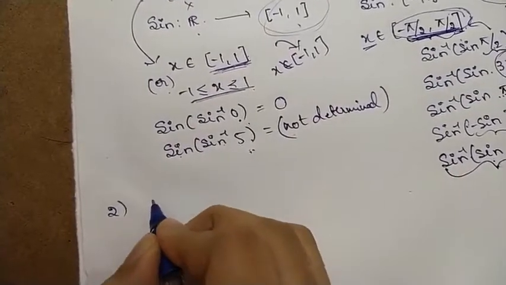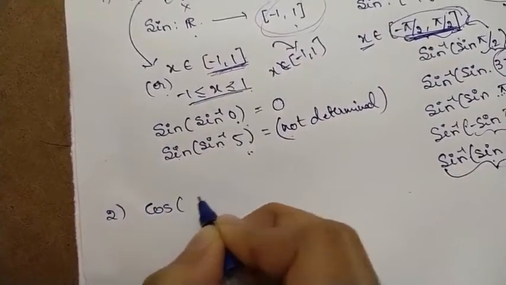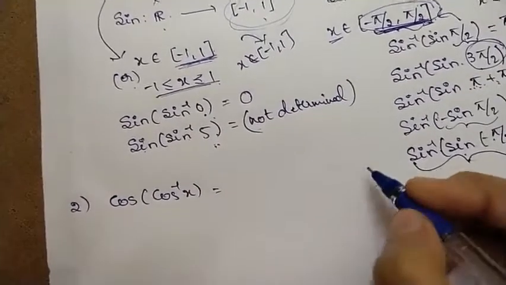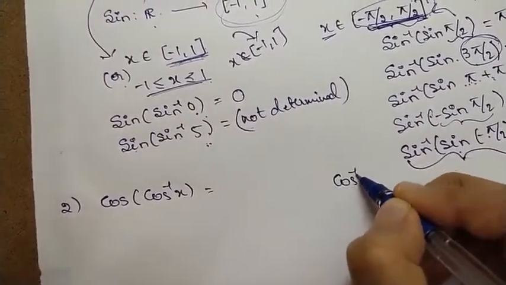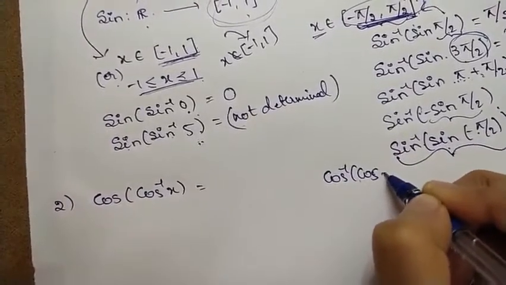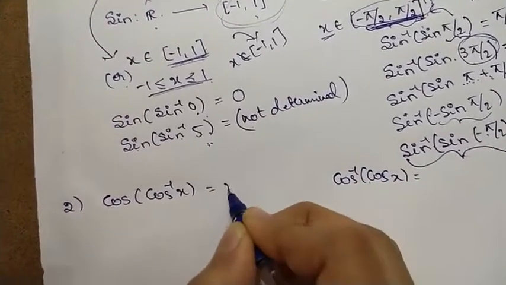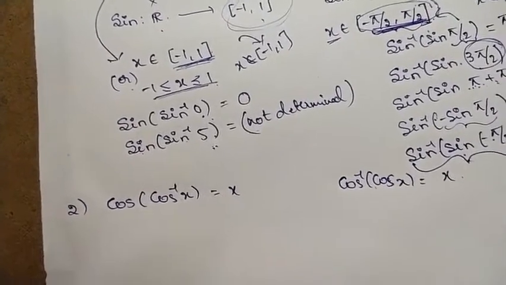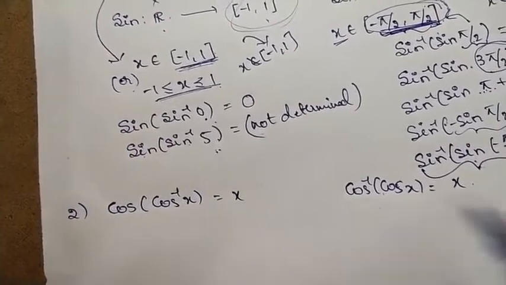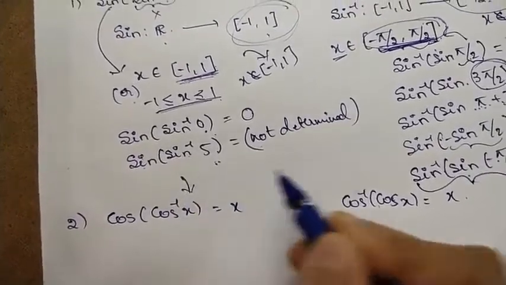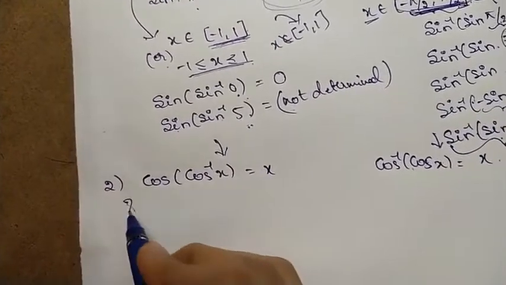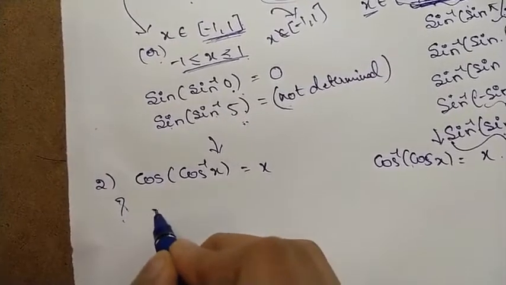Similarly, let us see for the cos function, that is cos of cos inverse of x. What is cos of cos inverse of x? Another one is cos inverse of cos x. So clearly here again, cos inverse of cos x is equal to x, and cos of cos inverse of x is also equal to x. But what is x in both cases? That is the question.